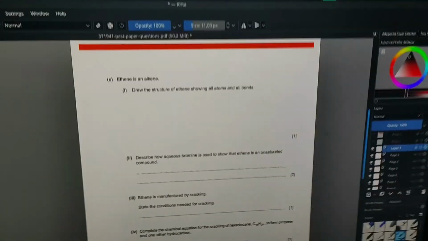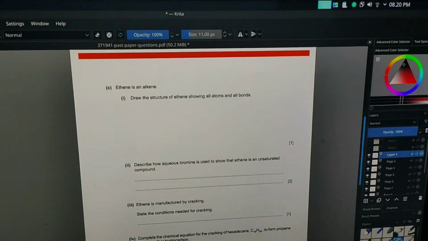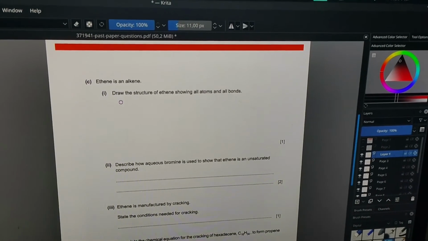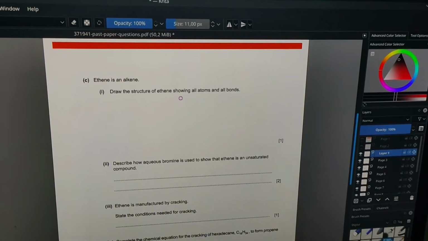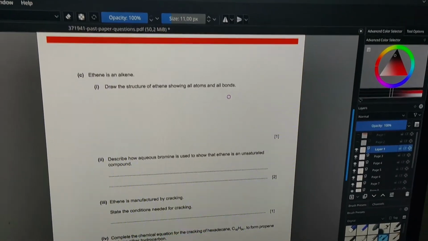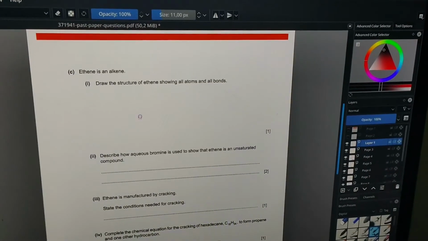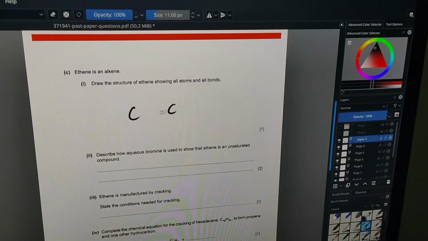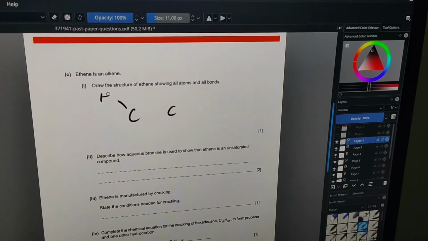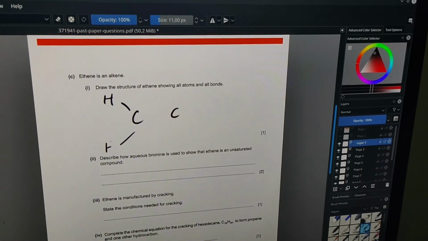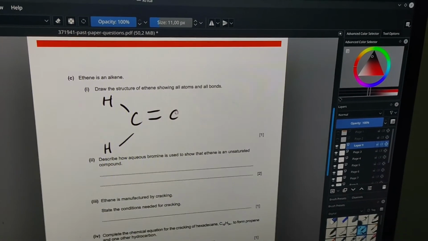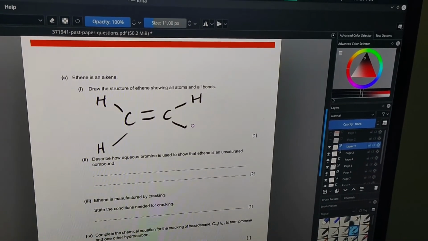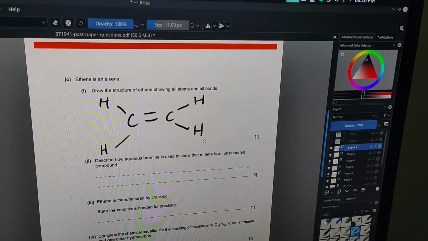So the question is: draw the structure of ethene showing all atoms and all bonds. It's very simple. We just need two carbons, and then an H here, and an H here, and then a double bond here, and then an H here, and this H here.